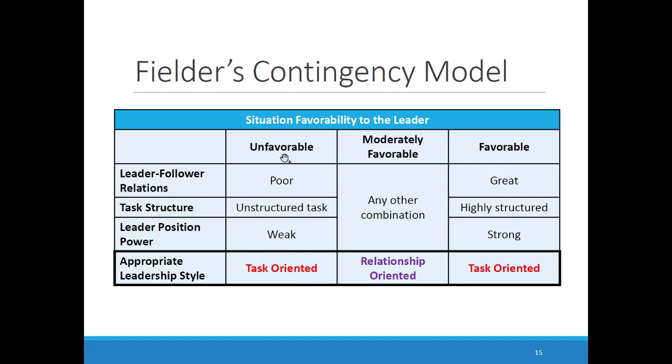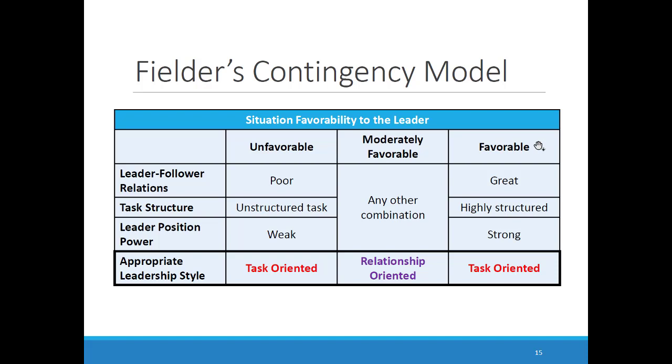Let's take a look at the unfavorable first. So in an unfavorable situation, the leader-follower relations are poor. So people may not be cooperating, they may be antagonistic. The task structure is unstructured, meaning that there's not a lot of clear structure to the task. There's not a clear correct or incorrect way to do it. And the leader's positional power is weak. So in that case, a task-oriented approach would be more appropriate.